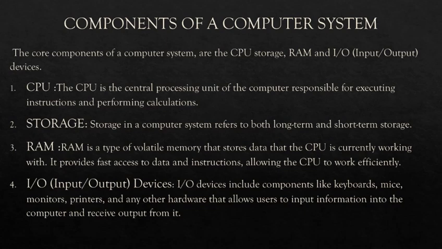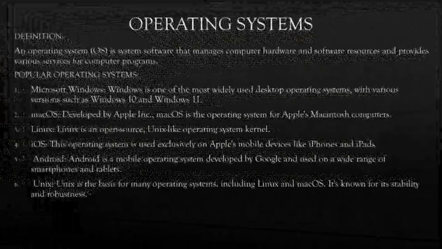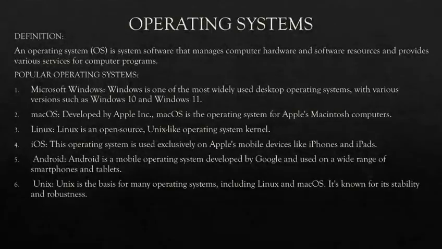The next topic is operating systems. An operating system is a system software which provides various services for computer programs by managing both the computer hardware and software. And these are some of the popular operating systems. They are Microsoft Windows, Mac OS, Linux, iOS, Android, and Unix.